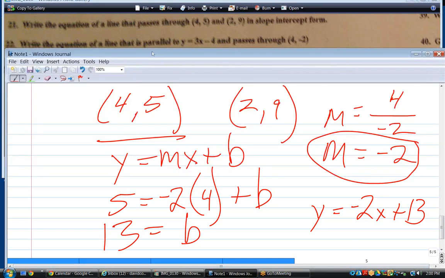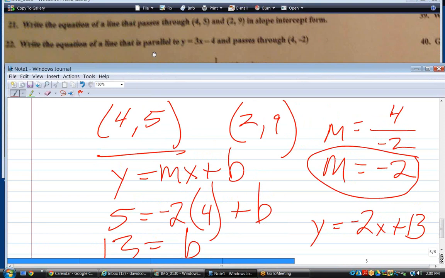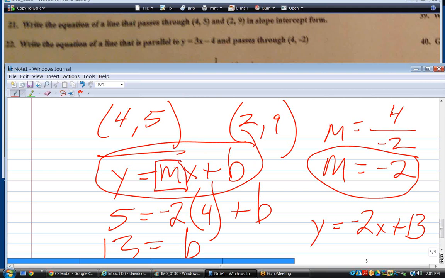All right. On 22, let's not do it. Just tell me what the slope of the line's going to be. Is it going to be negative 3x? What's the slope of this line? 3x? No? Y equals mx plus b. M is the slope, not m times x. So it would be 3. Okay. So that's the slope of this line.